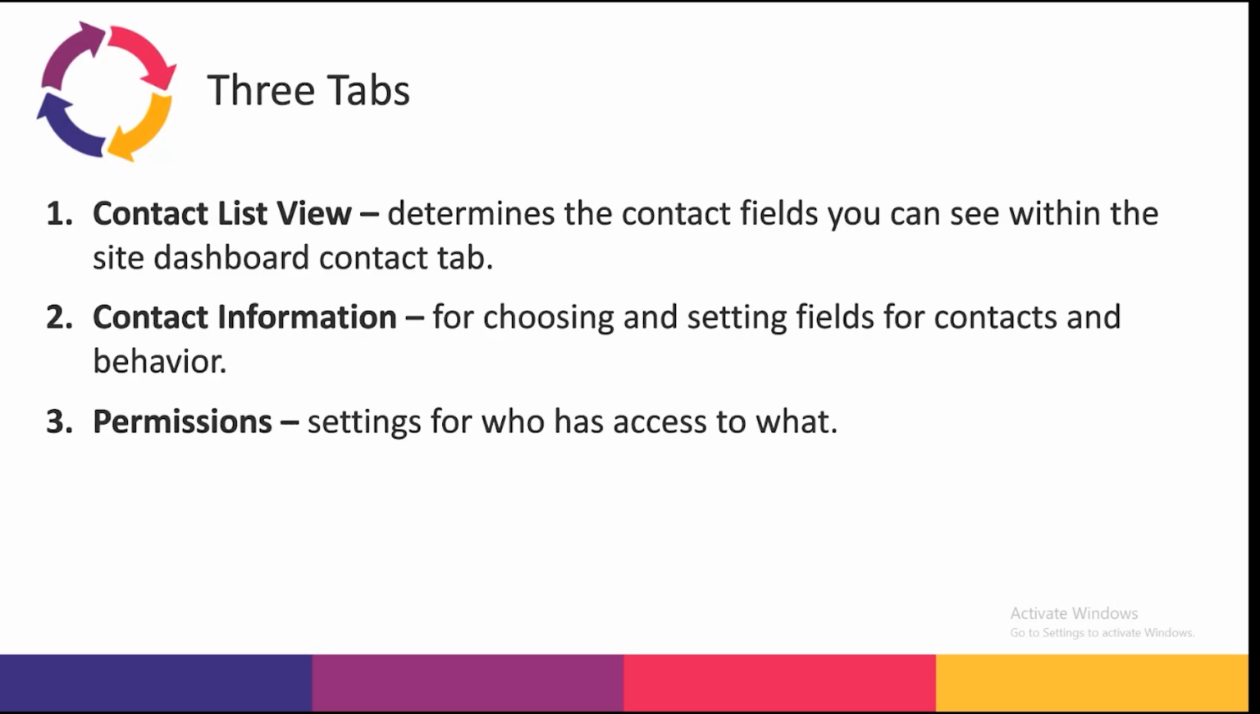Okay, so there are 3 tabs when we look at contacts. We will look at the Zeit platform as well to see how this looks in practice. The first is the contact list view. This essentially determines the contact fields that you can see within the site dashboard contact tab. In the contact information tab, you choose and set the fields for contacts and the behavior, and permissions grants access for who has access to view, edit and change which parts.